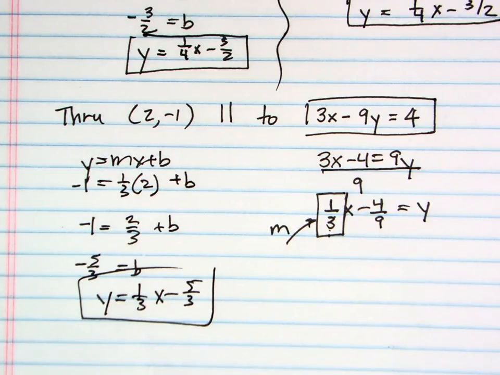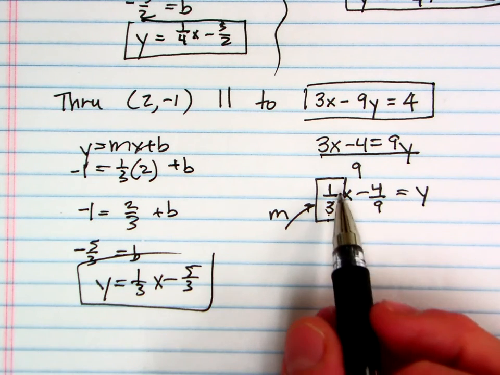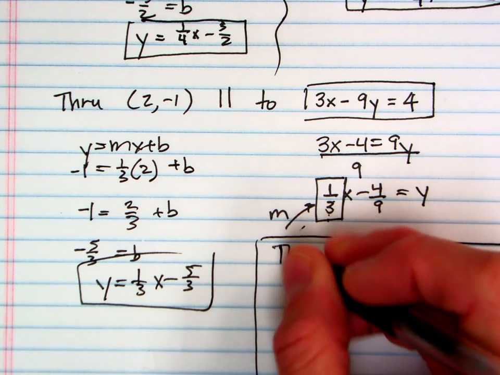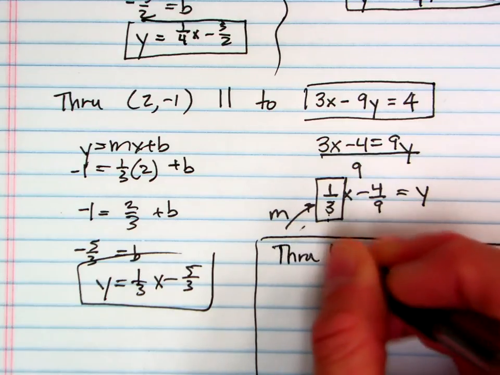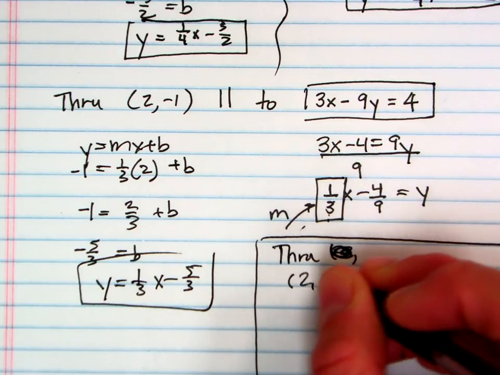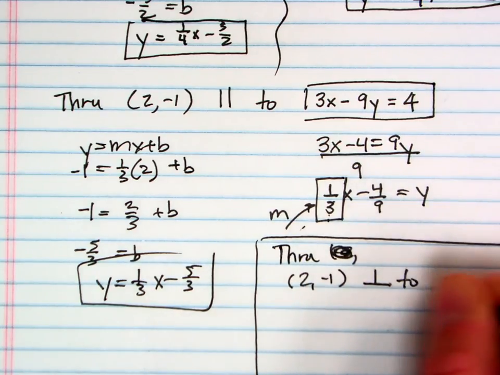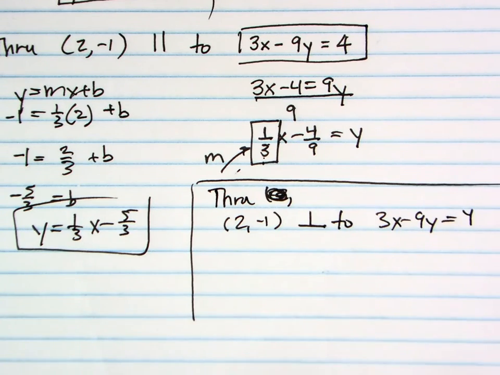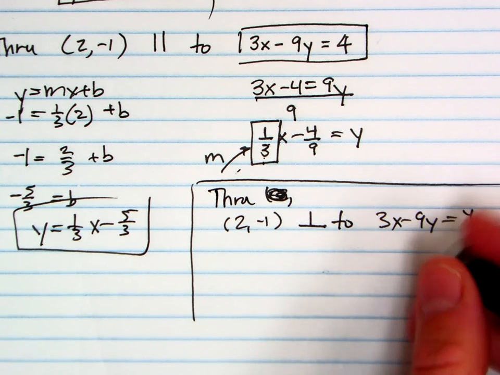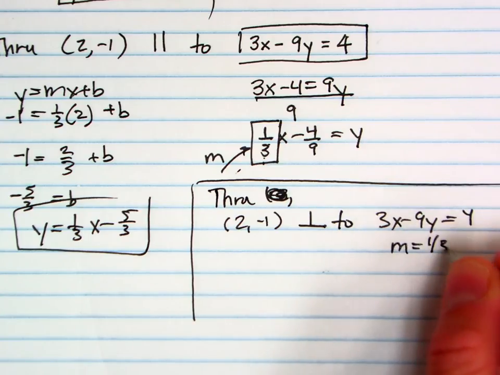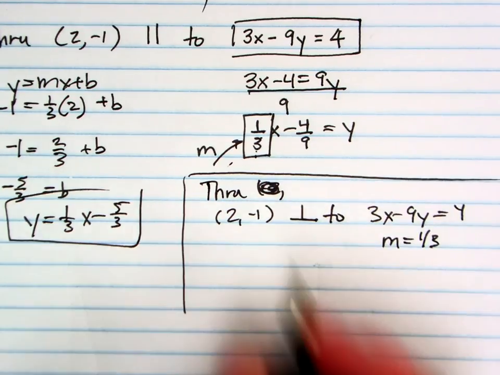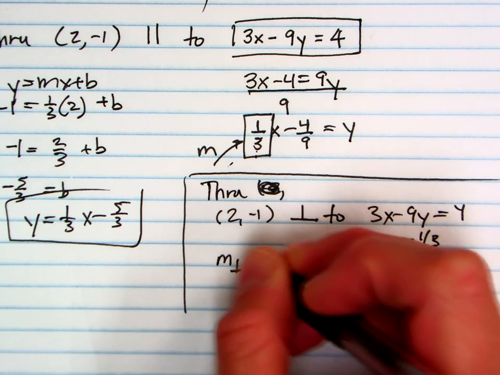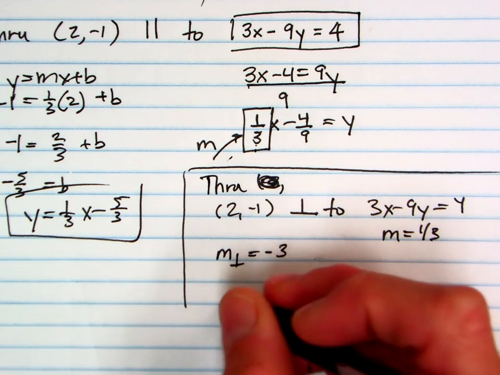I could ask the same question using the same line. I could just change the question to say through, I'll use the same point, through 2, -1 perpendicular to 3x minus 9y equals 4. The process is exactly the same. I first need to find the slope of this line, which I did before above, m equals 1/3. But now I want it to be perpendicular. So instead of using 1/3, I'm going to use -3.